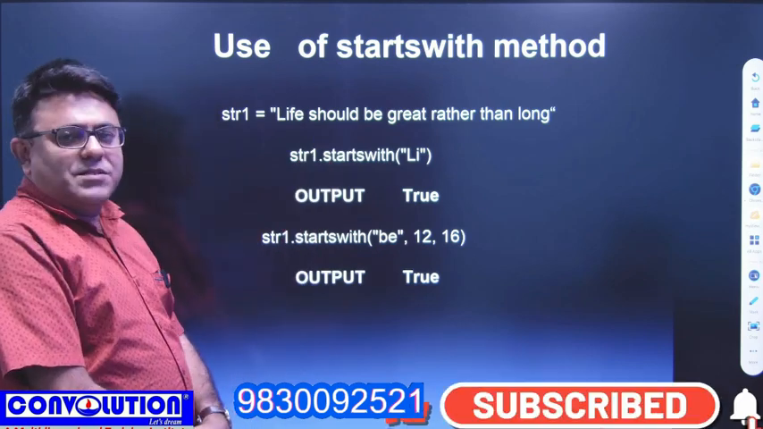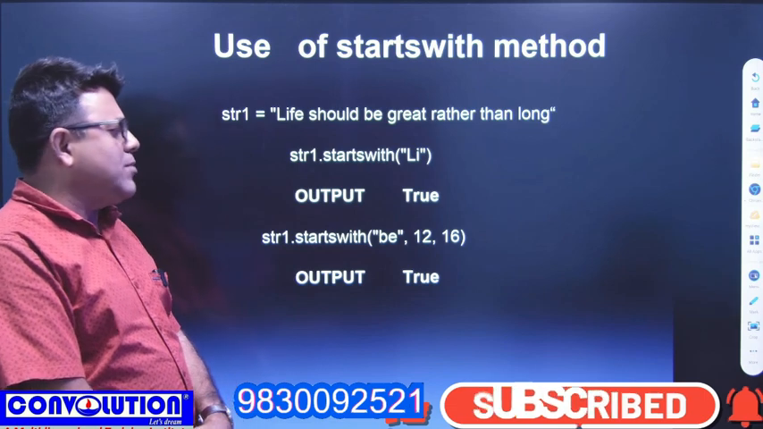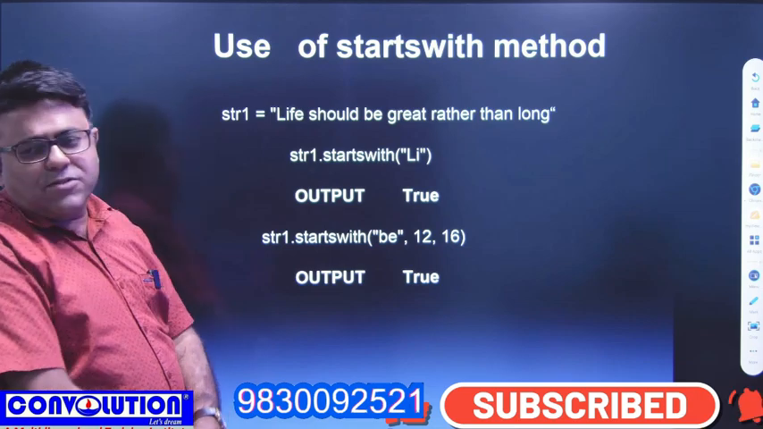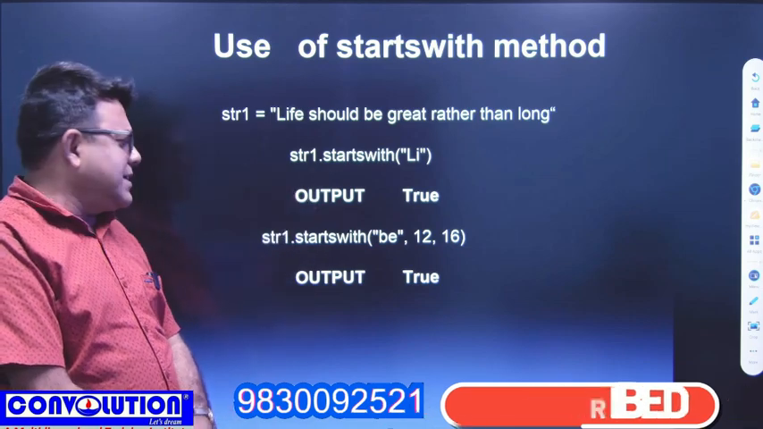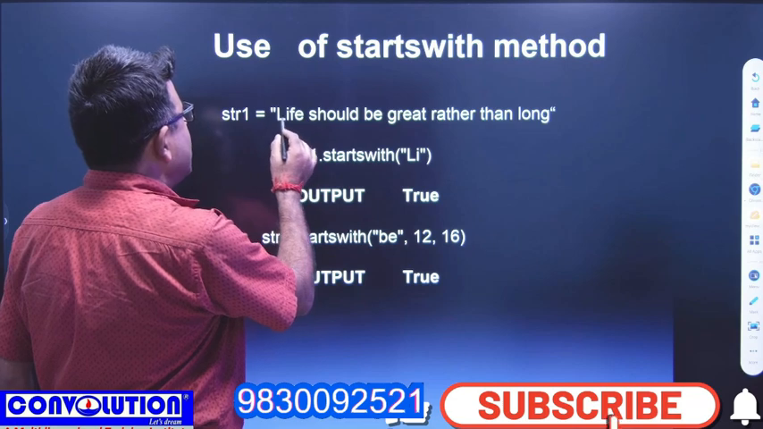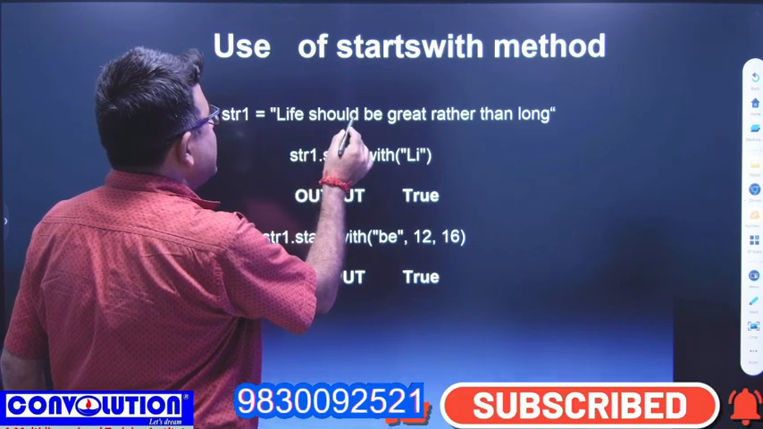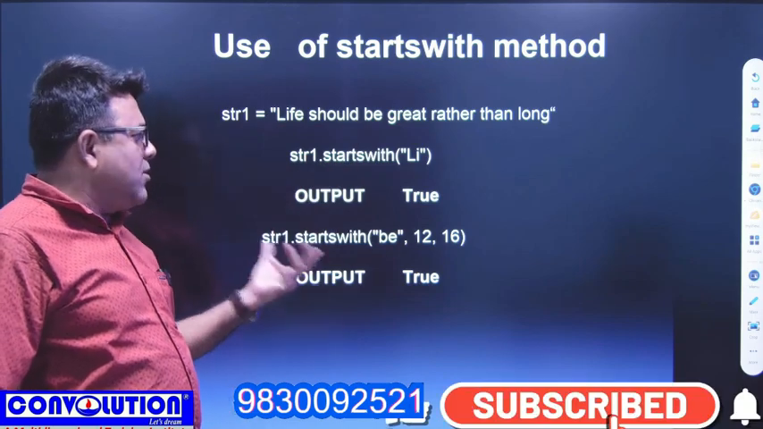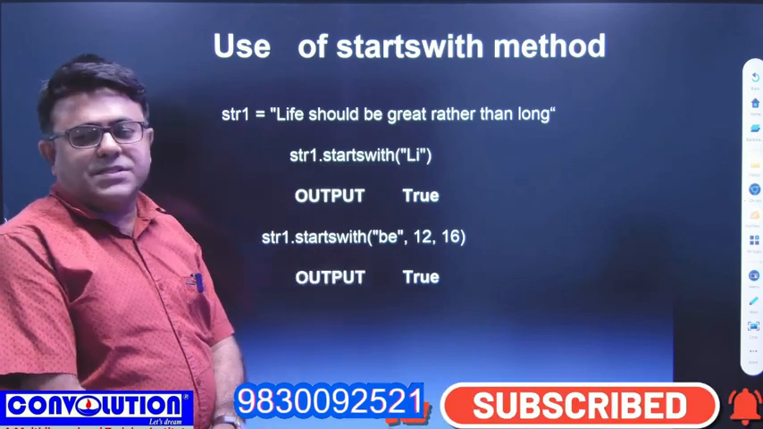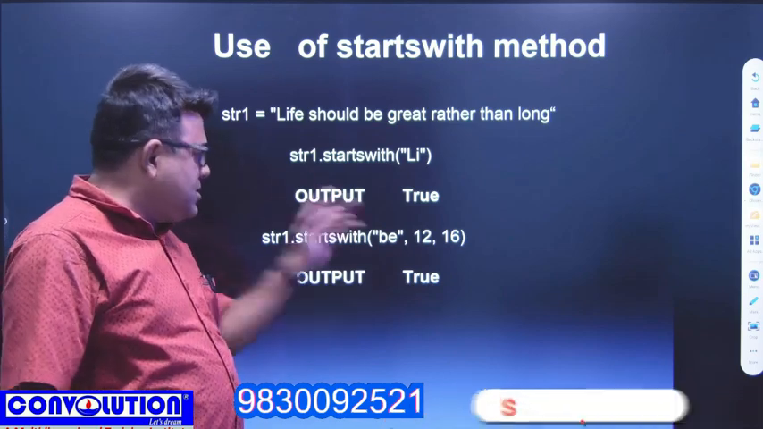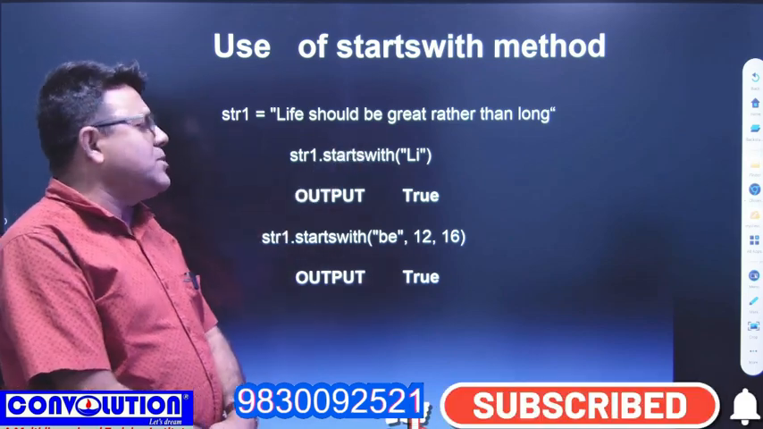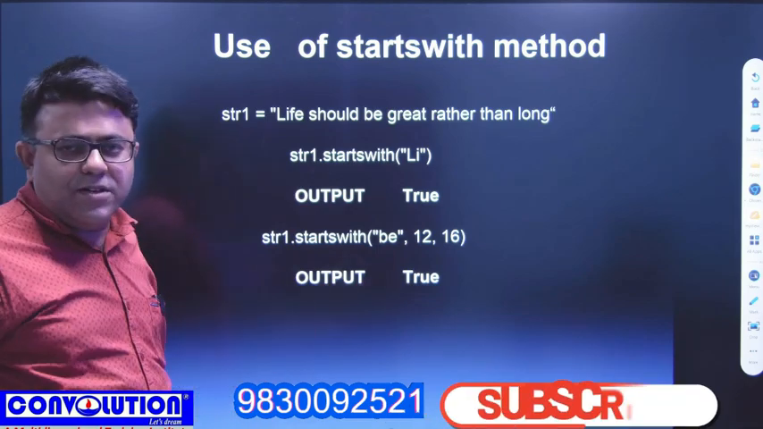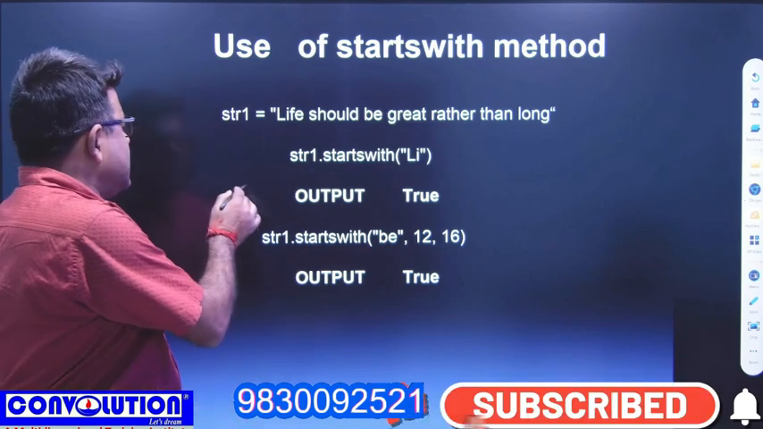See another example: startswith "b", 12, 16. I am going to find out whether "b" starts from the 12th position, and it will continue till 16 characters. So let us count: 0, 1, 2, 3, 4, 5, 6, 7, 8, 9, 10, 11, 12. Look at this, "b" is in the 12th position, and my criteria also said 12, 16, so it will start the counting from position 12. In the 12th position "b" is there, so my output is also true. Hope you have understood the use of this startswith method.